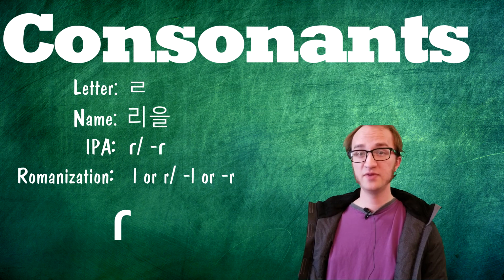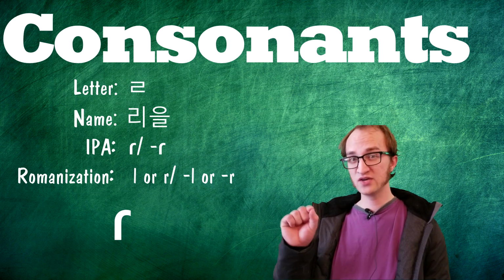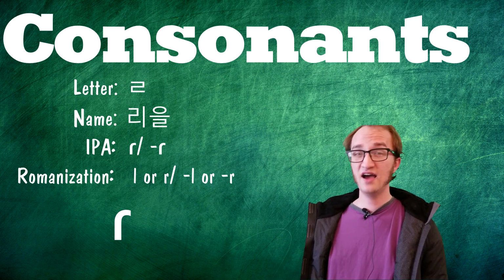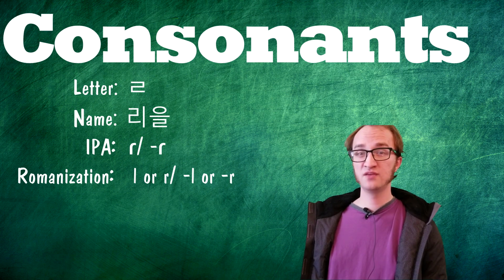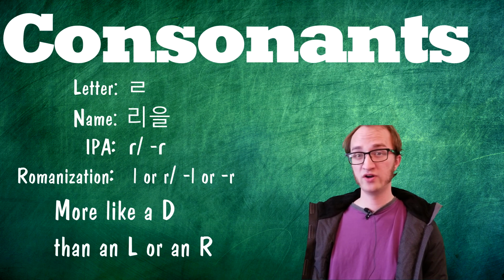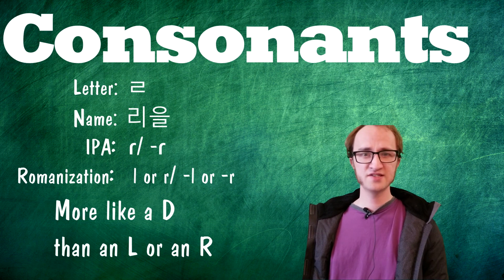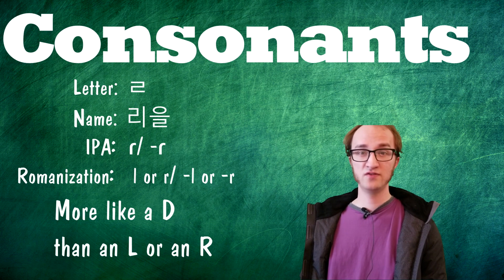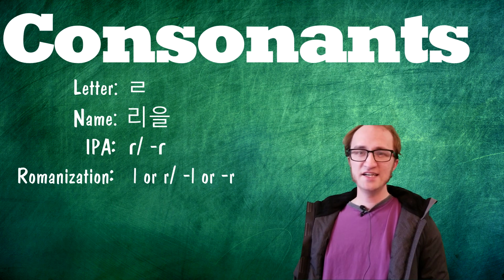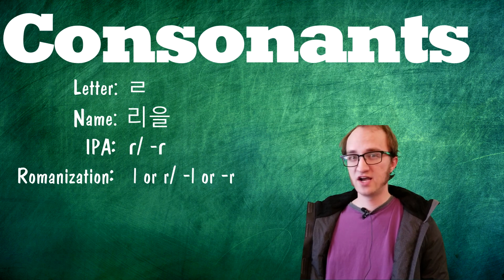You'll find it on the IPA chart as this funny looking lowercase r, and I find it helpful to think of it as being more of a D than an L or an R, because if you think of it as an L or an R, you're going to pronounce it that way, and that's wrong. But if you think of it as a D, you'll get closer to the correct pronunciation. Let's look at some examples to get a better grasp of this letter.